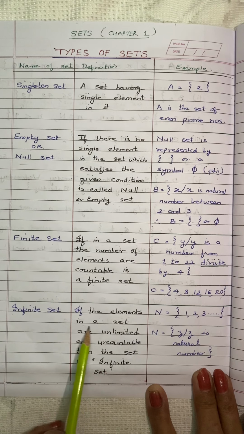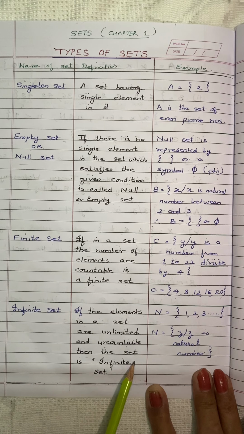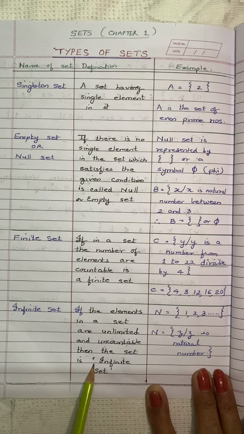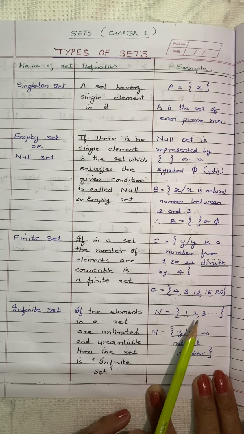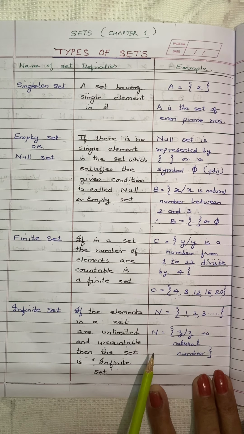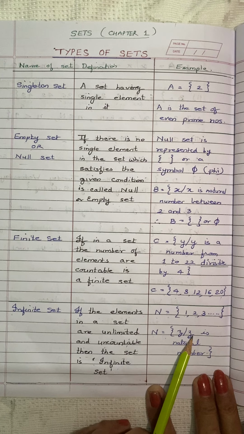If the elements in a set are unlimited and uncountable, then the set is an infinite set. Now N is equal to {1, 2, 3, up to infinity}, so N is the set of natural numbers.